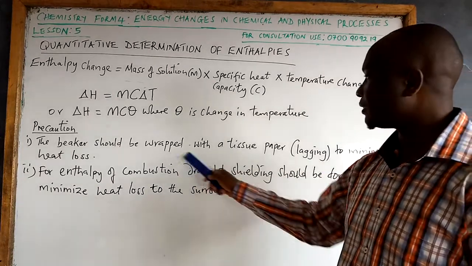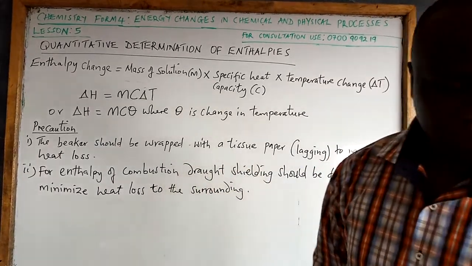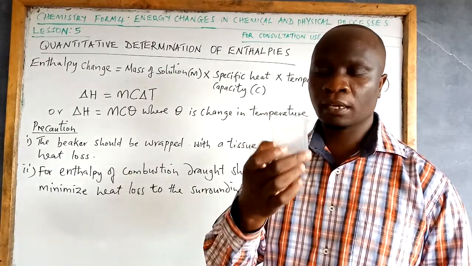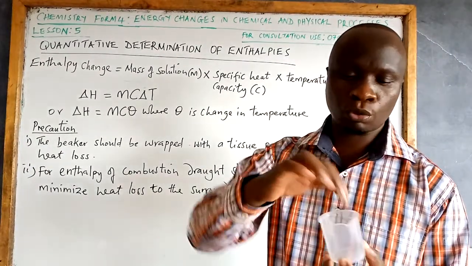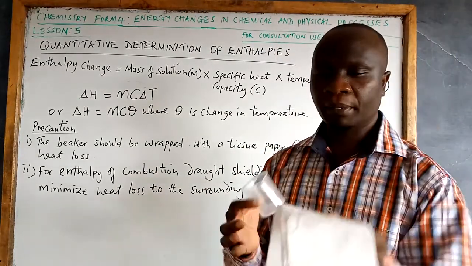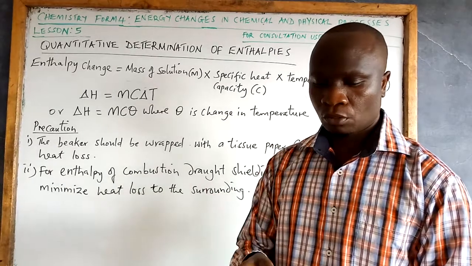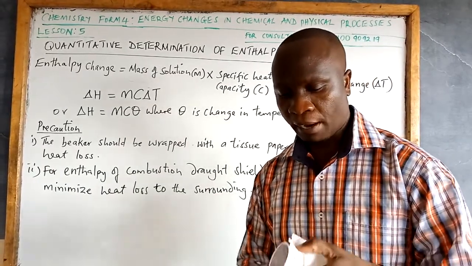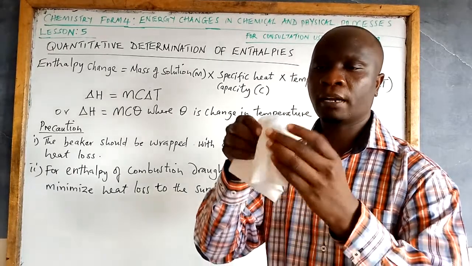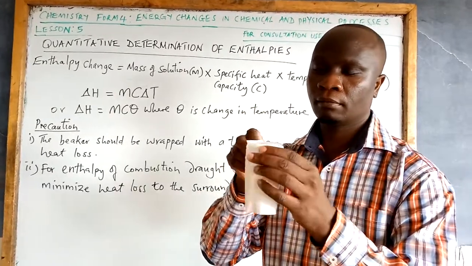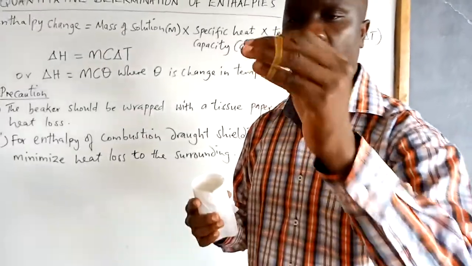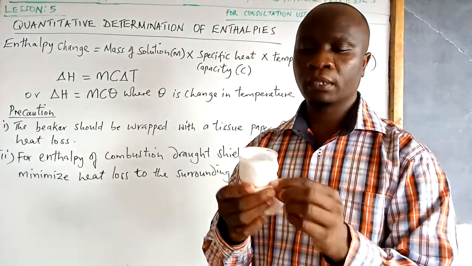Let me just illustrate how to do lagging. This is a plastic beaker. Let's say this is what we're going to use for the experiment. The solution will be inside there. Then you take tissue paper and just wrap it around that beaker like that. Then you can fasten it using a rubber band to hold it in position.